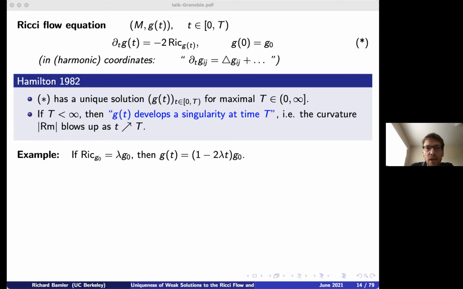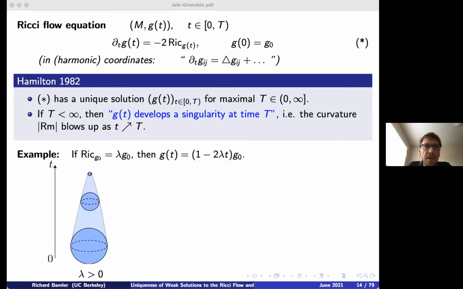Okay? So here are some of the most important pictures that we should keep in mind. For example, if we take a round sphere, this has positive Einstein constant, and then this round sphere will shrink under the Ricci flow. And this coefficient will be 0 at some point. And so that means that the diameter of the manifold shrinks to 0 at some finite time. And where it shrinks to 0, that's where the singularity occurs, okay? Because the curvature there blows up and goes to infinity as we shrink down the manifold.